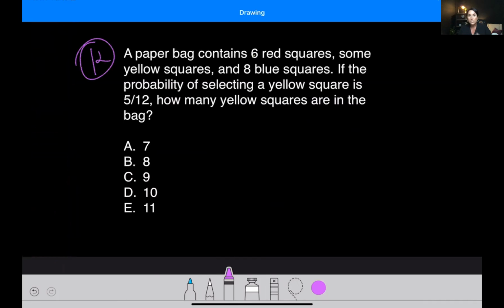All right, so we have a paper bag that contains 6 red squares, some yellow squares, and 8 blue squares. If the probability of selecting a yellow square is 5/12, how many yellow squares are there in the bag? There are 2 ways to solve this problem, okay?